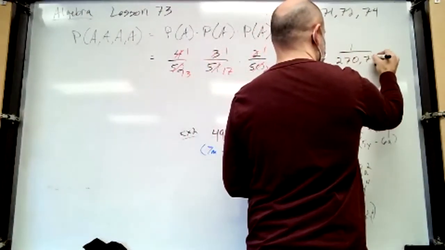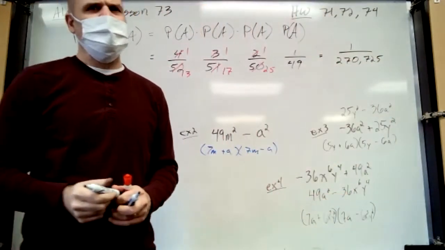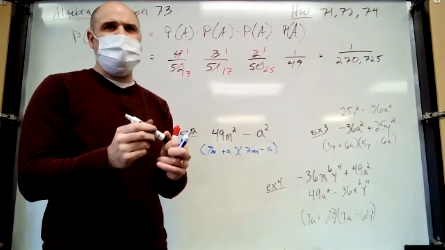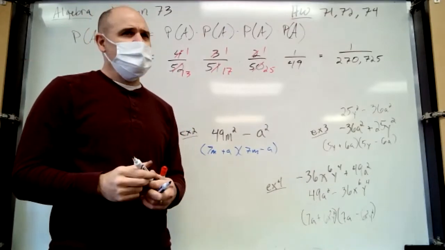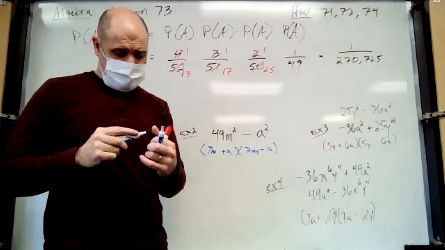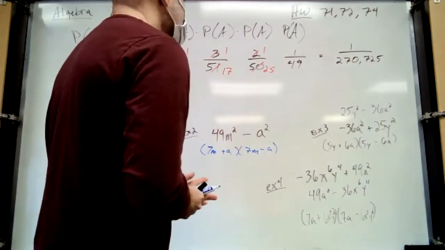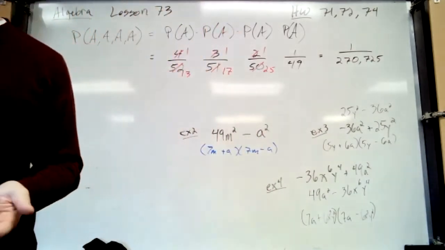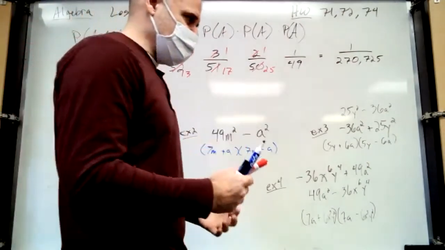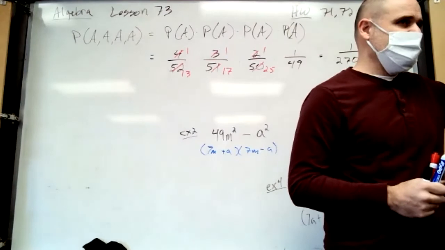270,725. Okay, so your chances are pretty good. One in a quarter million of getting 4 aces. So, you should just go for it. Or not. Okay? So, like that, when you're playing cards, it's good to Rain Man it a little bit and count and calculate the odds.